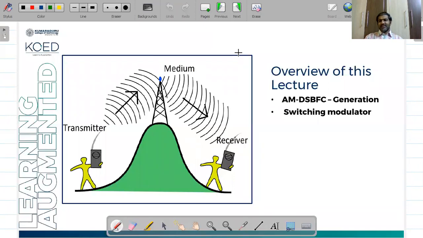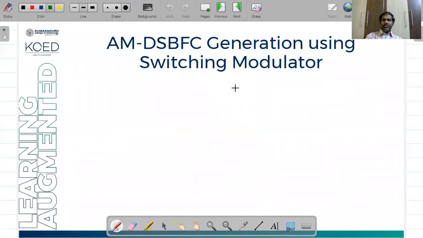At the end of this lecture, what you will understand is how to use a switching modulator to generate AM double sideband full carrier. What are the blocks involved in a switching modulator? That is what we are going to study. So, AM double sideband full carrier generation using a switching modulator. You might wonder, what is the switching modulator?